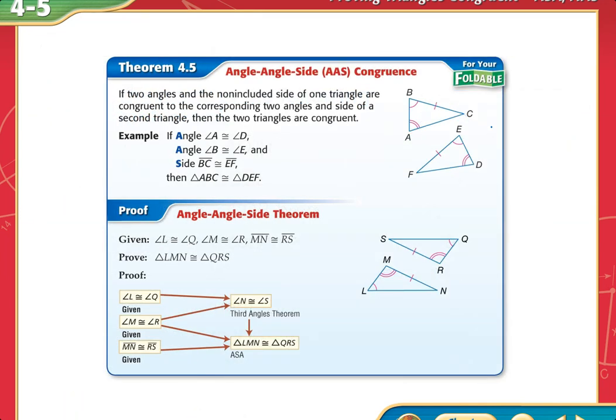We also have angle angle side. This is different because we don't have the included side. We have one of the other sides. So we have the two angles, and then a side that's not included. If we have angle angle side, we can also prove congruence. And here's the proof of the angle angle side theorem.